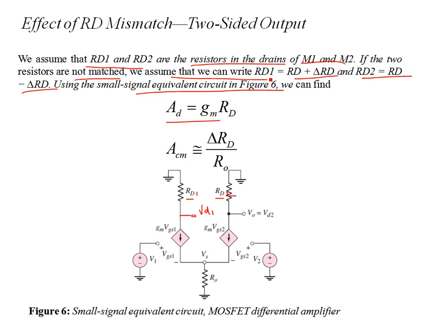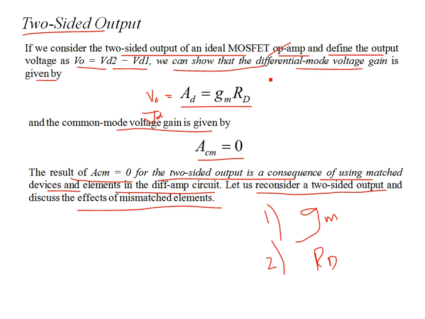But in the ideal case, if the transistors are matched and you're taking a two-sided output, then the differential gain stays the same, that is GM RD, the common mode gain is 0, and this implies that the common mode rejection ratio is infinitely high. Okay, so the common mode rejection ratio is infinity. Okay, all right, that's it.